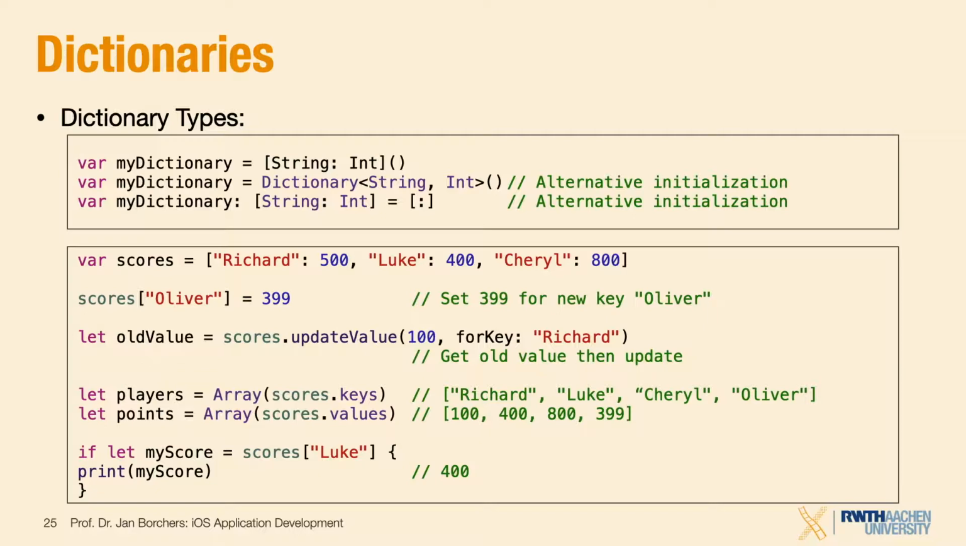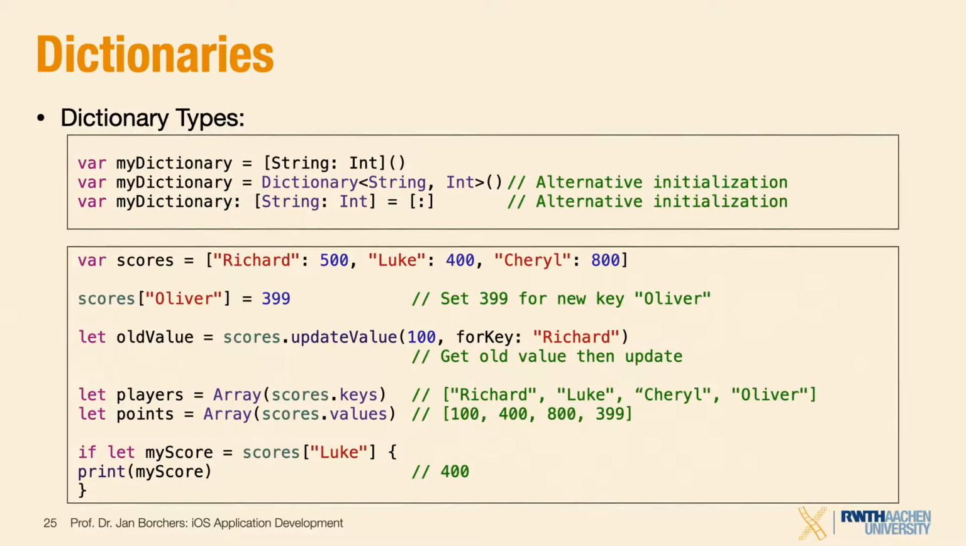Here, we're getting the old value first and then updating it. So we're getting an old value by scores update value 104 key Richard. What does that do? Well, it calls the update value function, which goes in, changes the value 100 for the key Richard. But before doing that, the update value function actually returns the old value. That's kind of like a nice side effect of that function. And we can make use of that to hold on to the old value before we do the update.